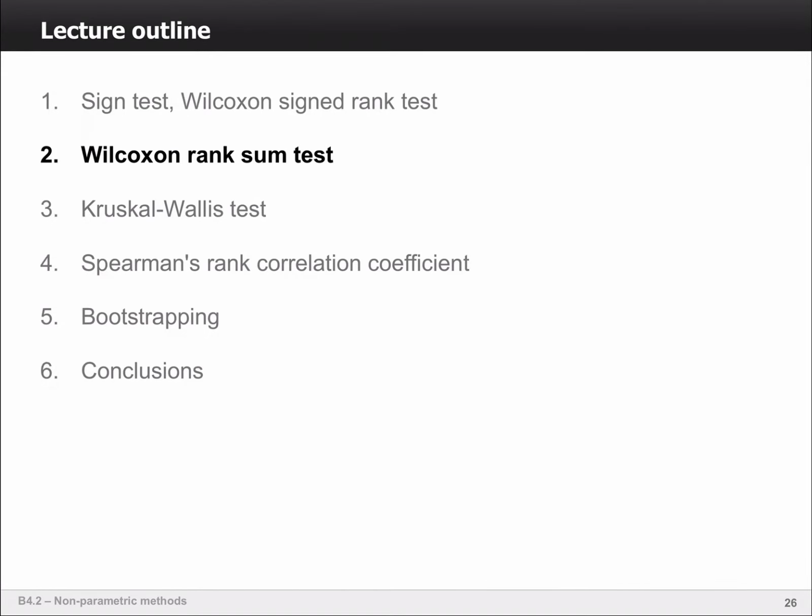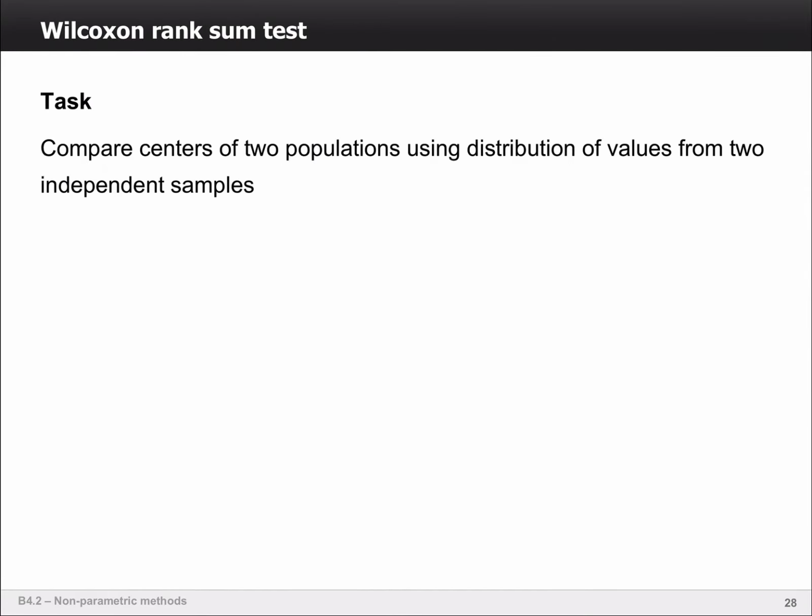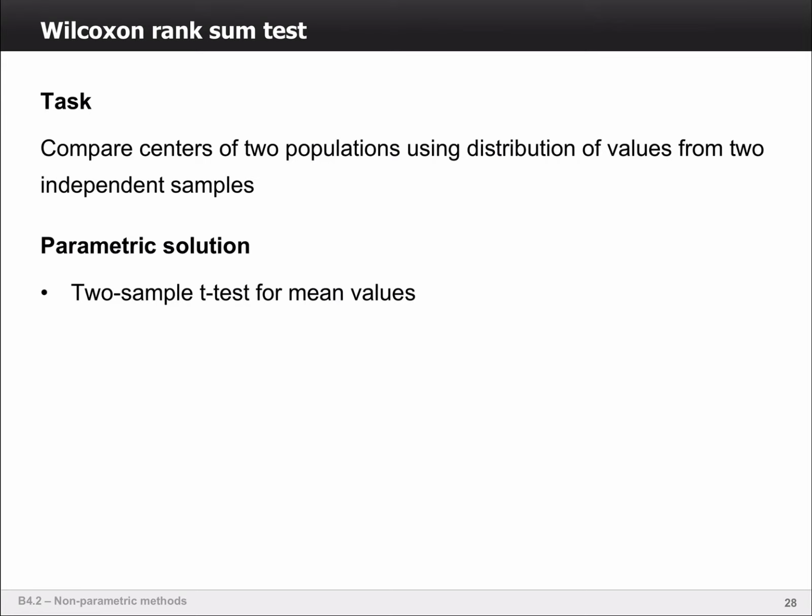Now let's talk about what to do if you have two samples and would like to compare them. In the parametric approach, we compare the average of the samples: which average is larger, or whether the average is the same. In the parametric solution for this case, it's a two-sample t-test for mean values. Again, we cannot use mean values in this case because the data is problematic.